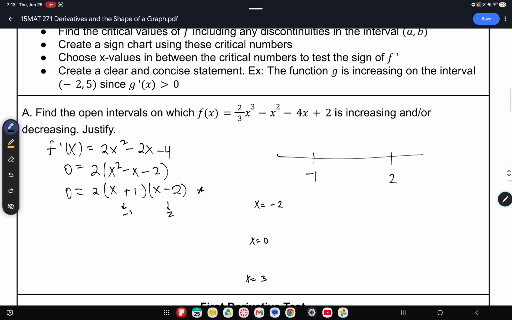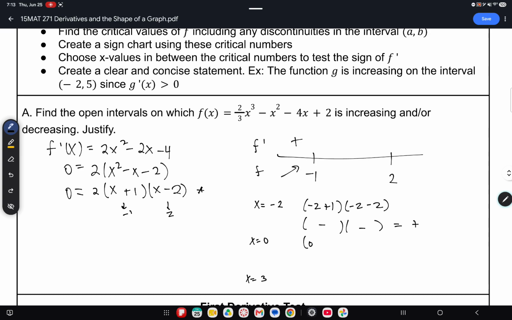That 2 out front doesn't matter. It's positive, so it's irrelevant. It's not going to change the sign at all. So I'm just going to look at the x plus 1 and the x minus 2. Now, again, I don't care about what the numbers are. I'm just looking at positive and negative. So let's see, that's going to be negative, and in the end, those multiply to be positive. So my derivative is positive, which means my function is increasing.